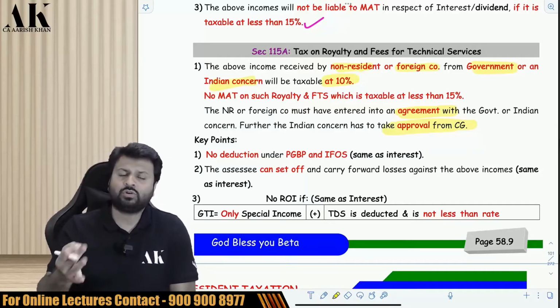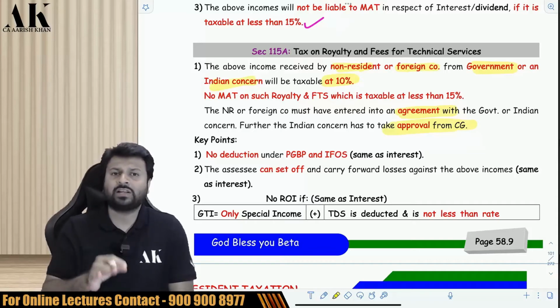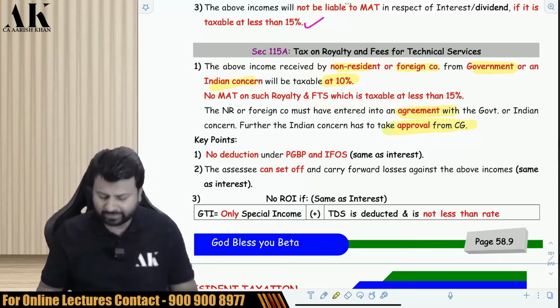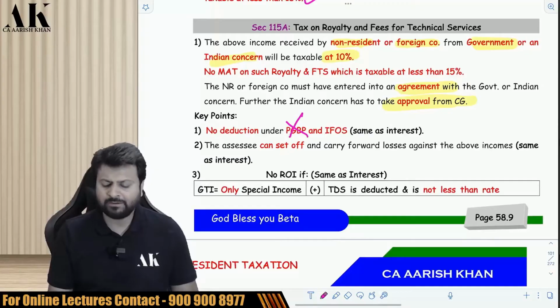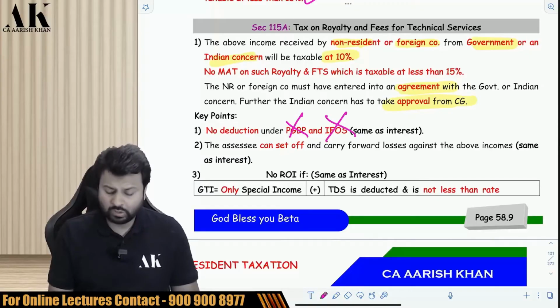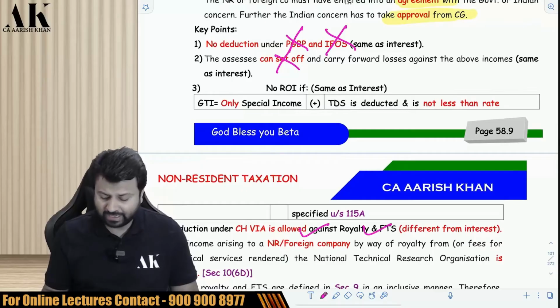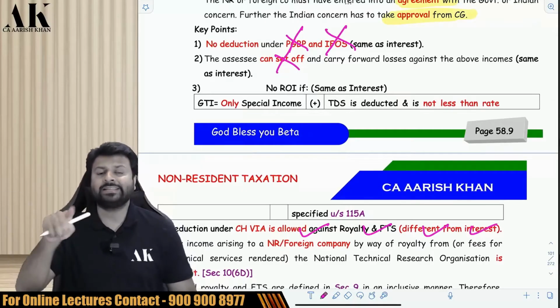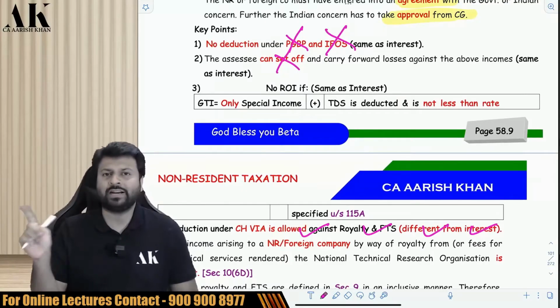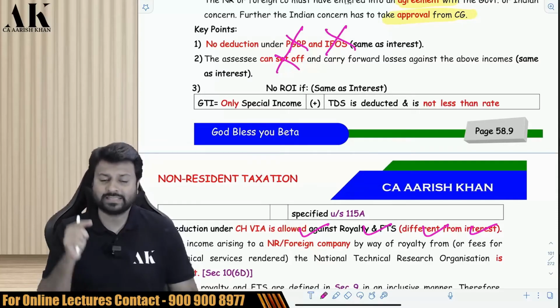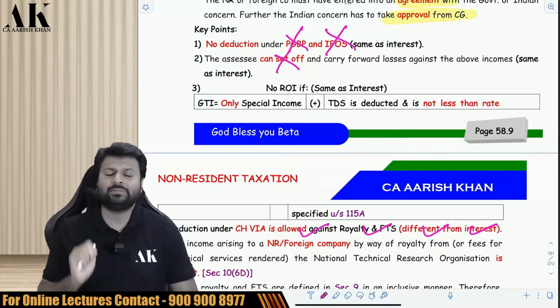Now, again, the same questions will arise. Whether against the royalty and FTS income, we are going to get some deductions. No deduction of PGBP, no deduction of IFOS, no deduction of set off and carry forward of losses. But yes, chapter 6A will be allowed. Against interest, only one chapter 6A was allowed, that is ATLA. No other chapter 6A is allowed. But against this income, every chapter 6A will be allowed.